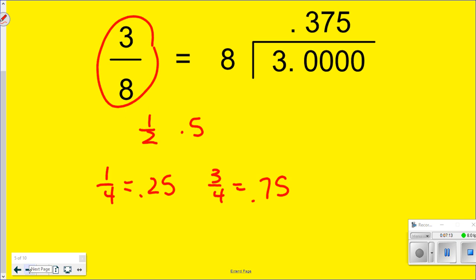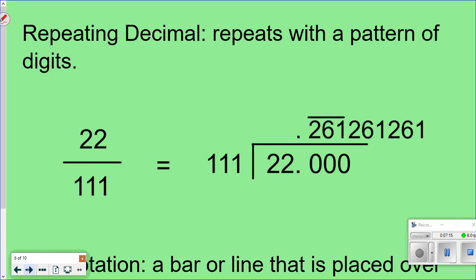Now another vocabulary word we have today is repeating decimal. A repeating decimal repeats over and over and over again. It does a certain pattern. So this is an example right here, 22 over 111. If I started doing that division, the answer is going to start looking something like this: 0.261, 261, 261, 261, and literally it's going to go on forever. It does not stop.